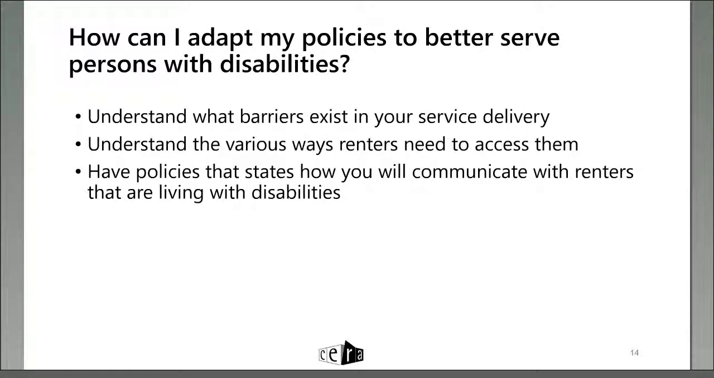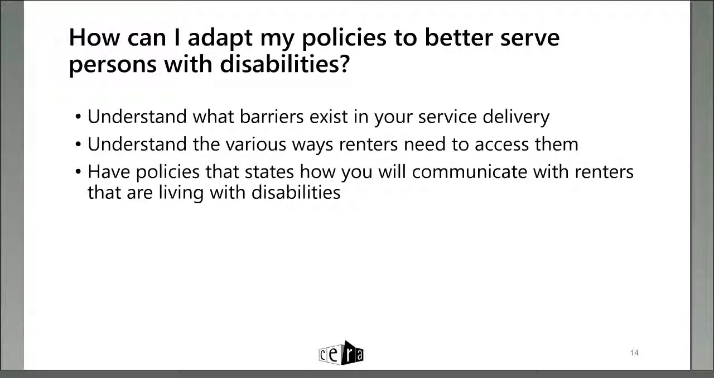Additionally, the AODA stipulates that all private sector, nonprofit, and public housing providers with one or more employees must develop, implement, and maintain policies for providing goods, services, and facilities to persons with disabilities. Please note that these policies must address the issue of assistive devices, including, for example, oxygen tanks and walkers for renters.